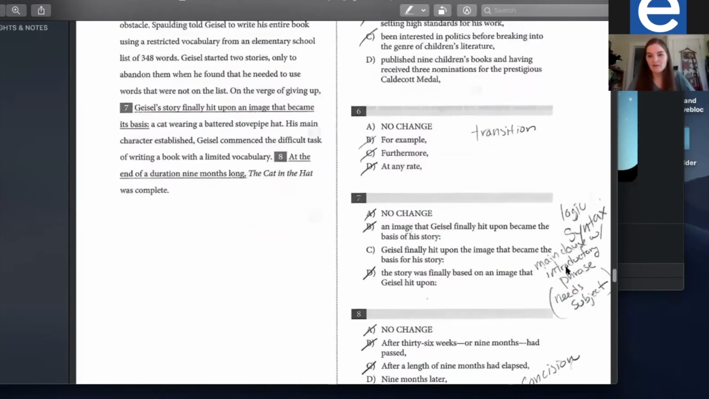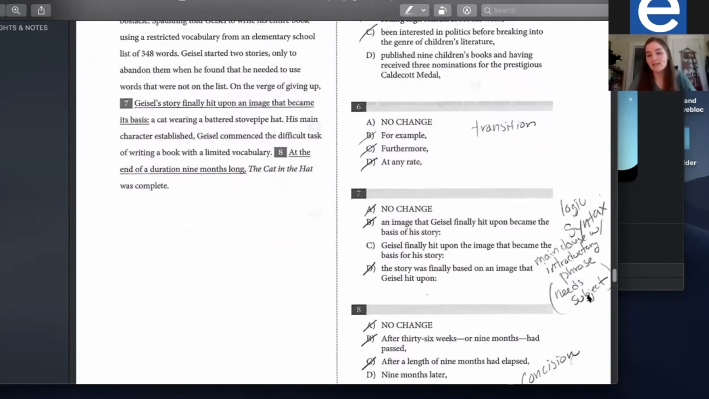Question 7 here, just to reiterate, is dealing with syntax, the logic of the syntax. Okay, so you're dealing with a main clause, an independent clause with an introductory phrase, which we'll get to in a future session. But in essence, it needs a subject.